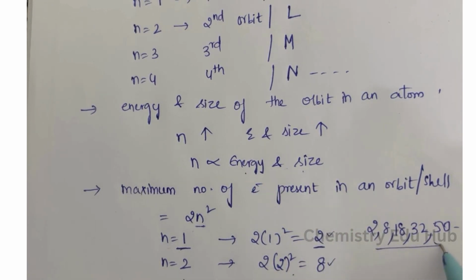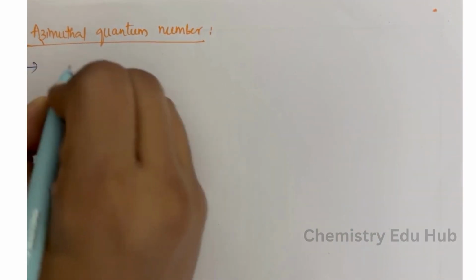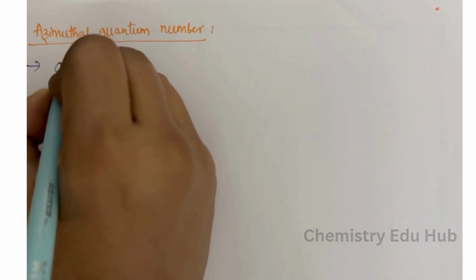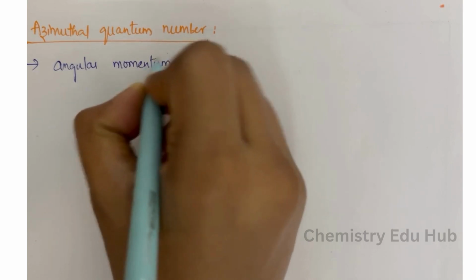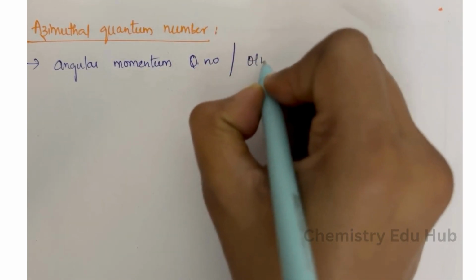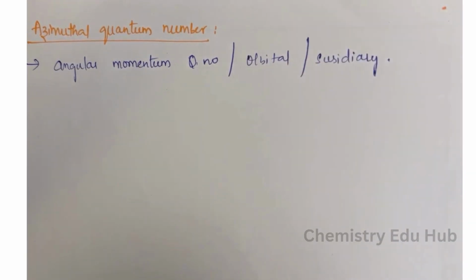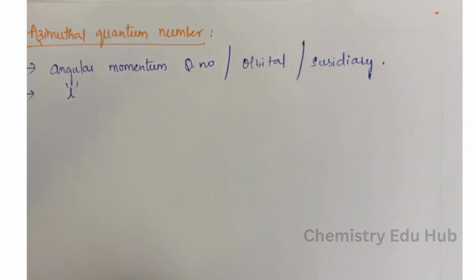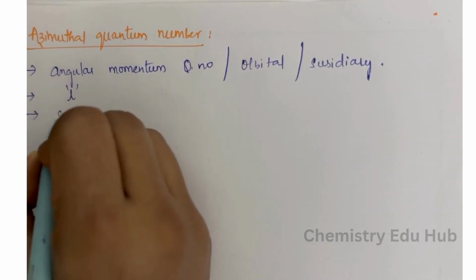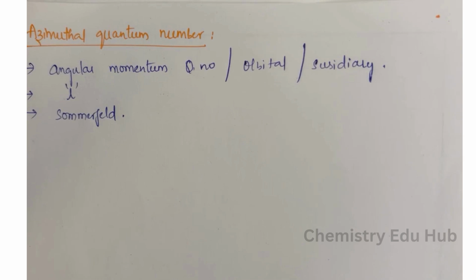The second quantum number is the azimuthal quantum number. The other names for the azimuthal quantum number are angular momentum quantum number, or orbital quantum number, or subsidiary quantum number. It is denoted by the symbol small l, and this was proposed by the scientist Sommerfeld. Sommerfeld is the scientist who proposed this quantum number.